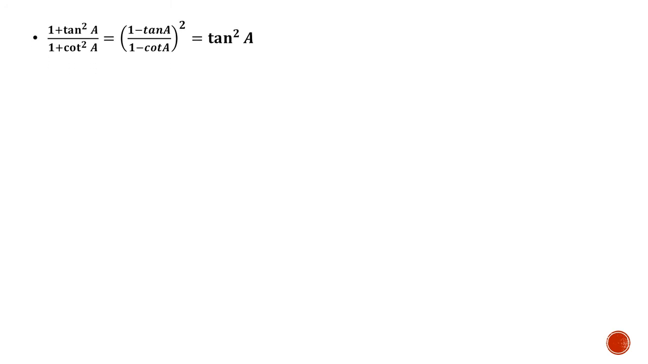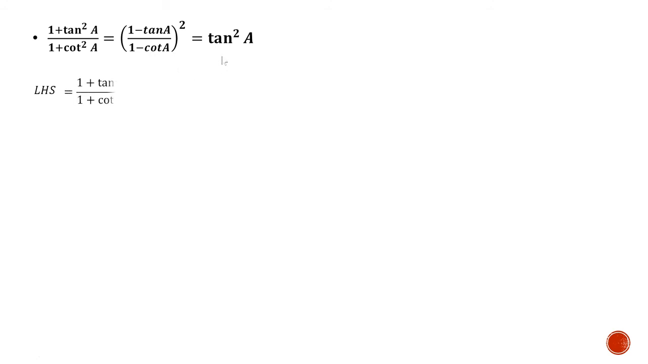Let's see another one. Once again, left hand side we shall be taking into consideration. Now here the question is, see if you can see properly, that this expression is equal to tan square A. So we will be solving this question as, first of all, left hand side and make it equal to tan square A, then right hand side and we'll make it equal to tan square A.